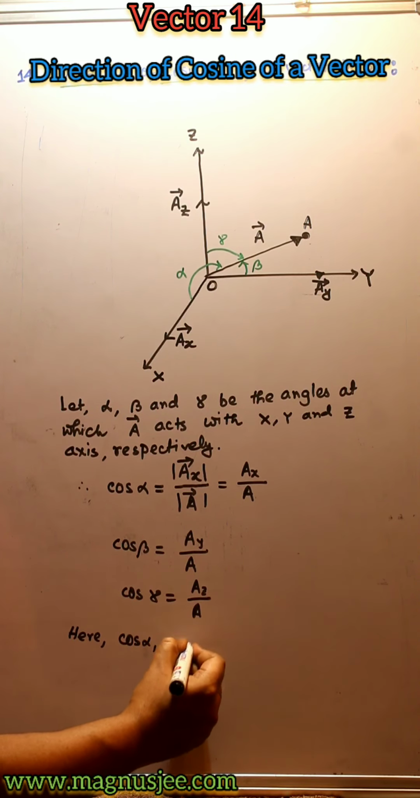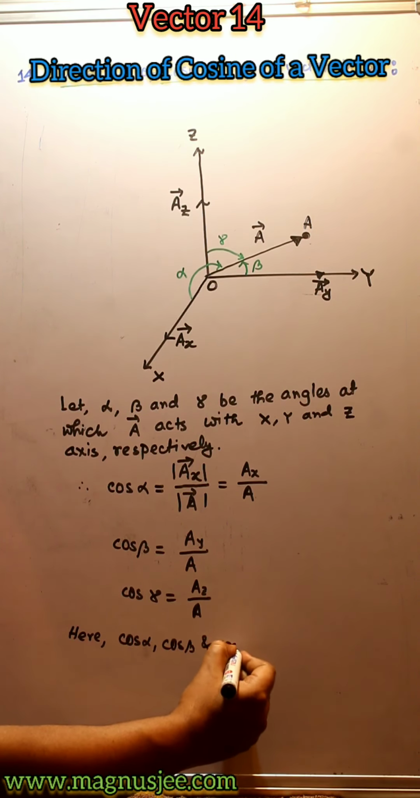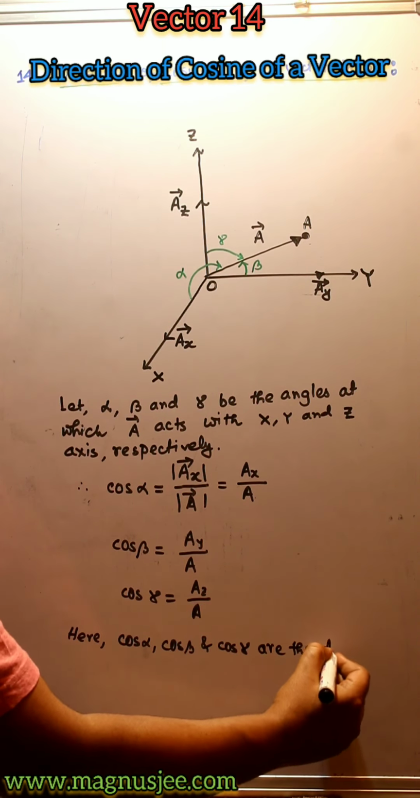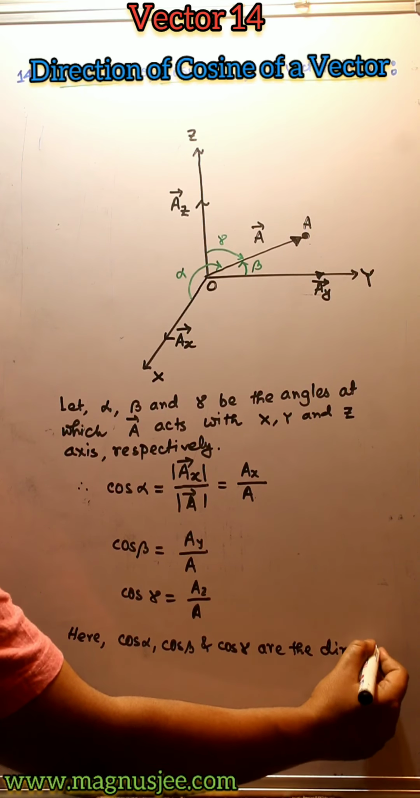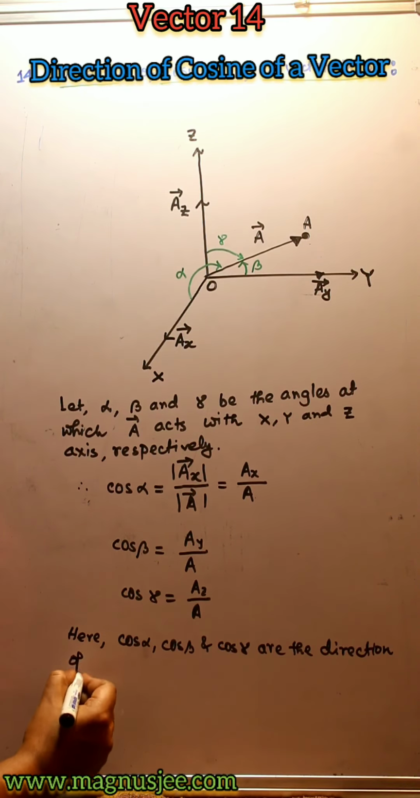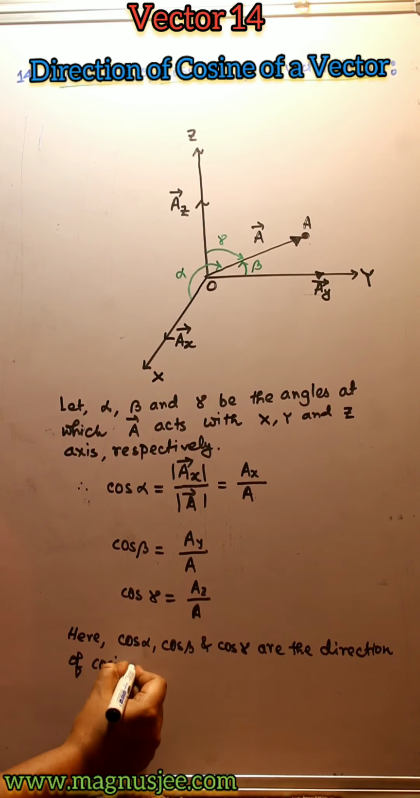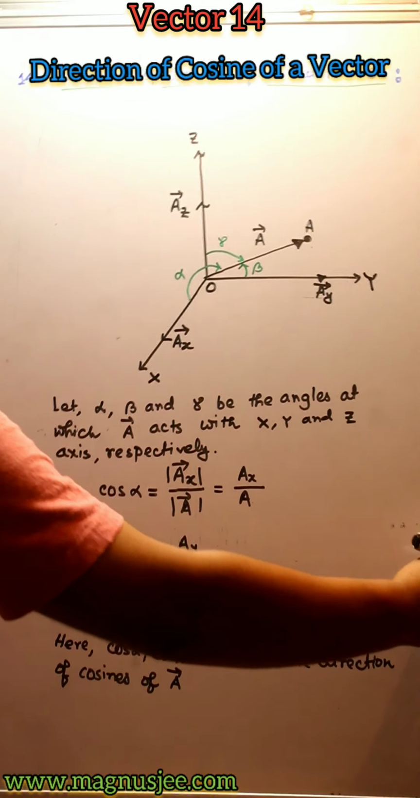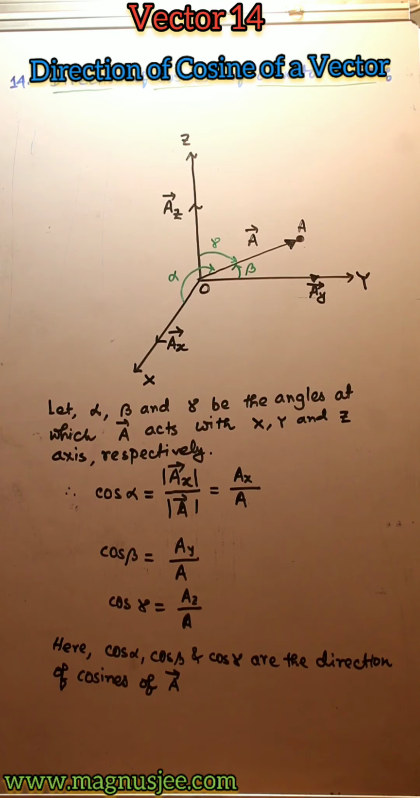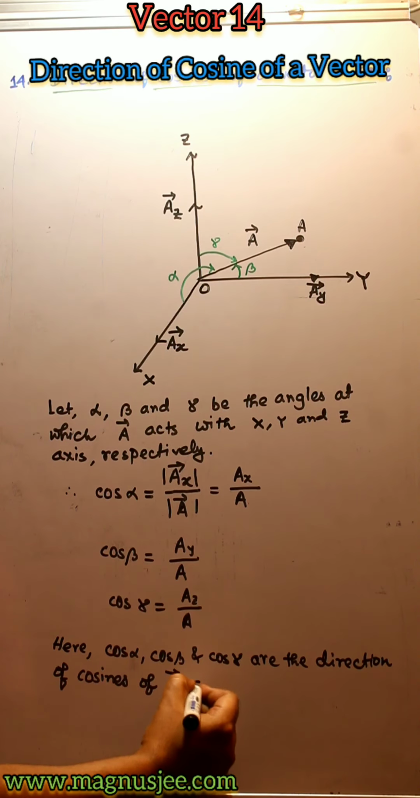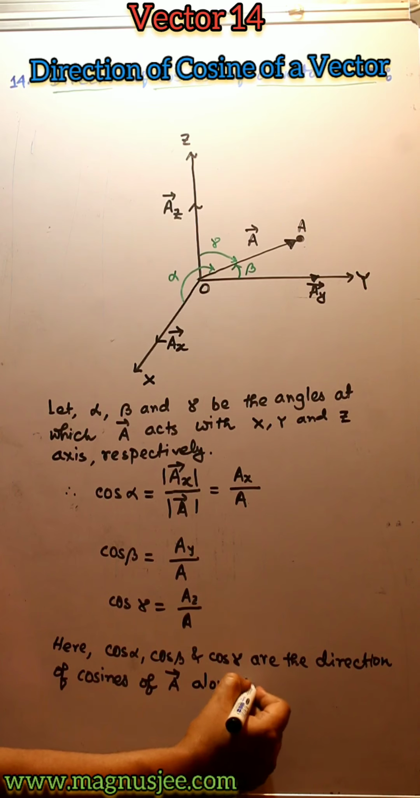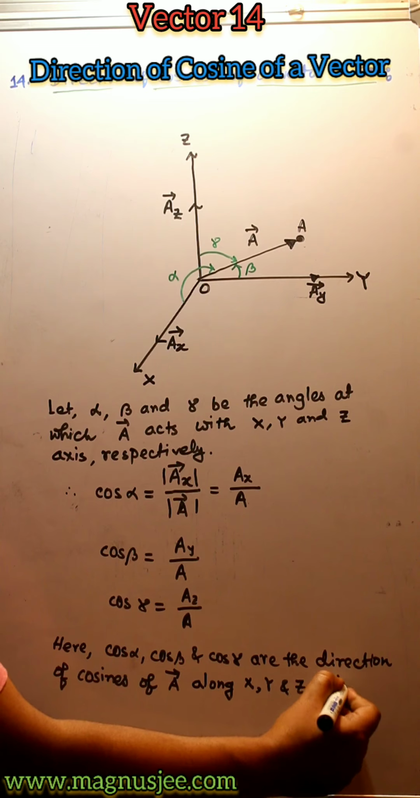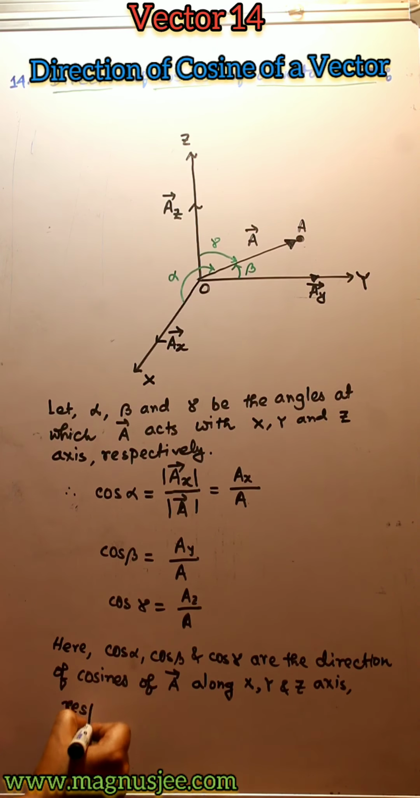Here cos alpha, cos beta and cos gamma are the direction cosines of vector A along the x-axis, y-axis and z-axis, or with respect to the x, y and z axes respectively.